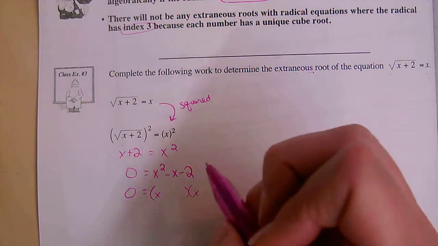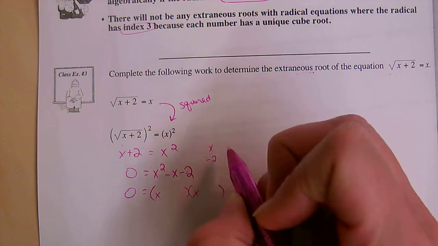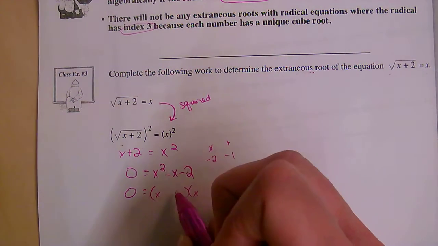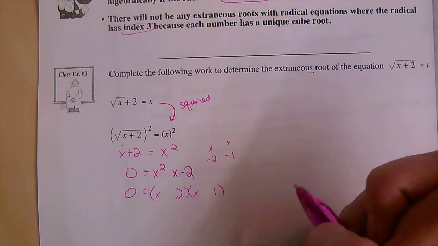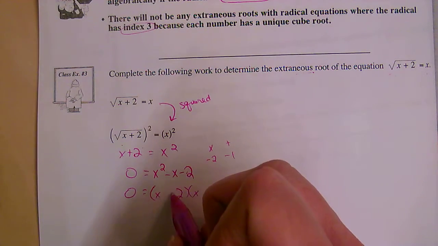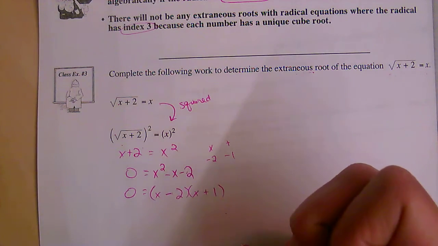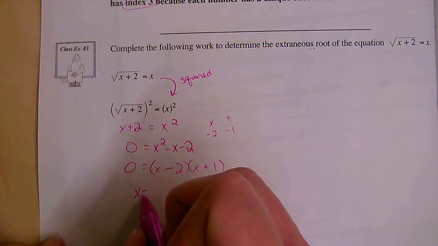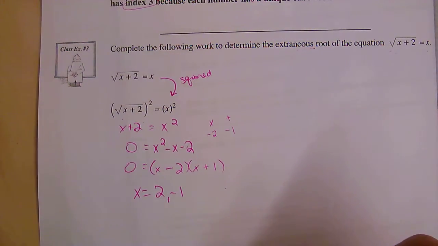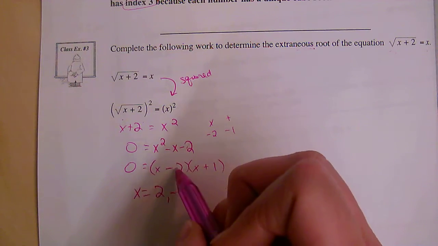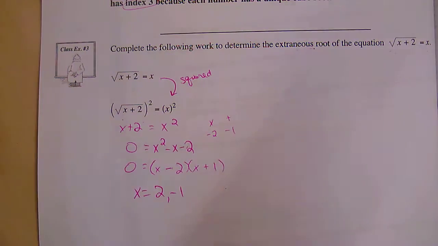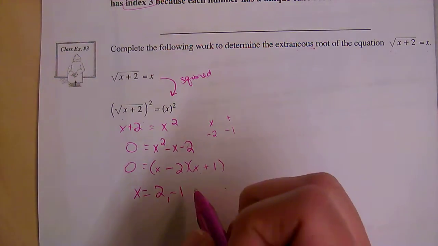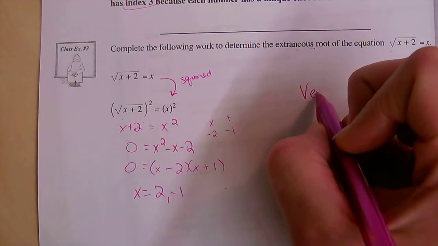And then I'm going to factor. So I'm asking myself, what multiplies to be negative 2 and adds to be negative 1? Well, that's going to be 2 and 1, and I'm going to have to make my 2 negative and my 1 positive. So then that means my 2 solutions are going to be 2 and negative 1. Those are both equal to 0. So right there, then you need to verify.